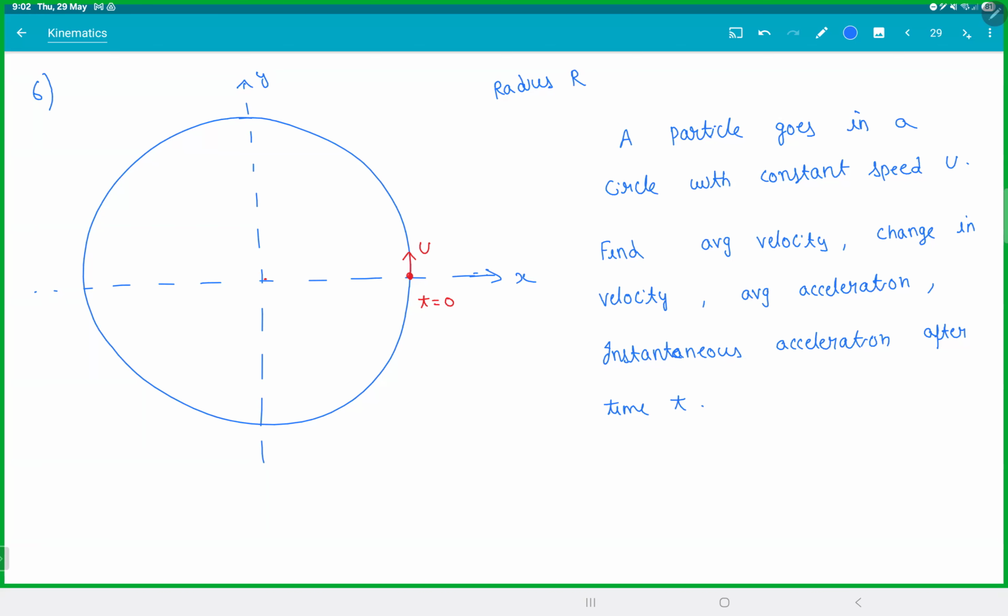Or UT by r, Aditi. Hey, Shreyansh, you forgot something.